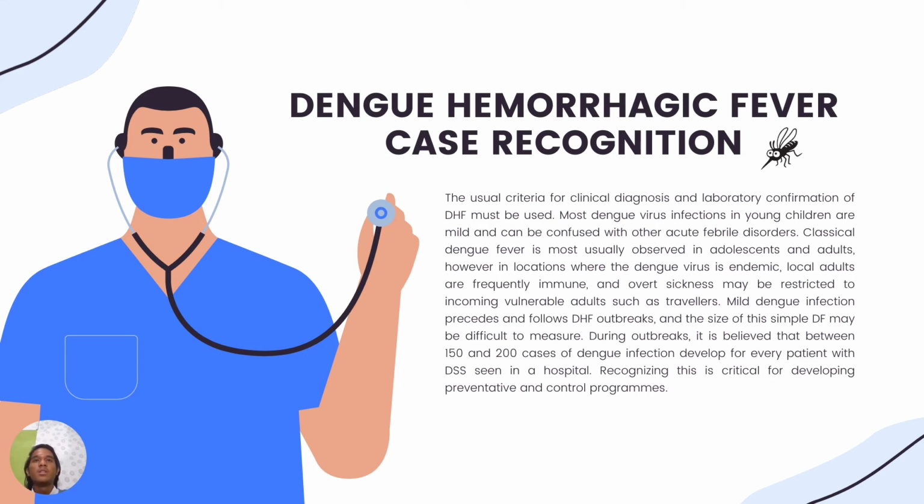Mild dengue infection precedes and follows a DHF outbreak, and the size of this simple DF may be difficult to measure. During an outbreak, it is believed that between 150 and 200 cases of dengue infection develop for every patient with DSS seen in a hospital. Recognizing this is critical for developing preventive and control programs.